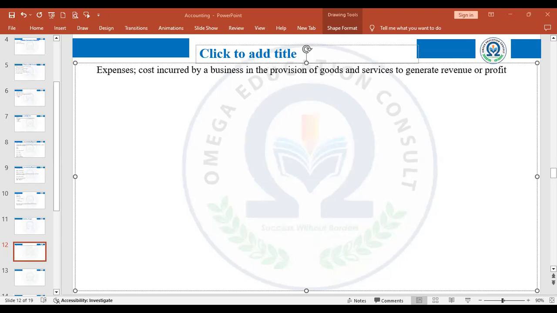So you see that the Indomie seller is incurring the cost of filling the gas cylinder because she wants to provide Indomie to customers to get some profit. So expenses are the costs a business incurs in the provision of goods and services to generate revenue or profit. Examples of expenses. In fact, we have a lot of examples of expenses, but I'll try and group them into the following.